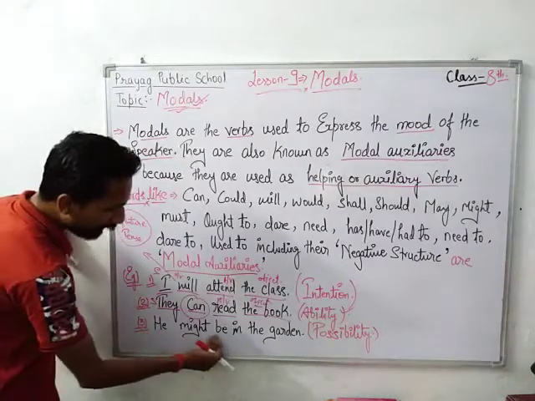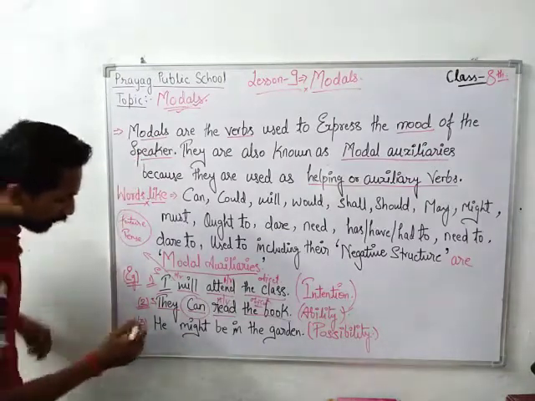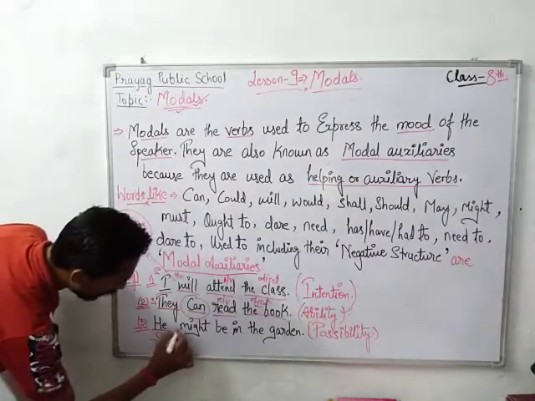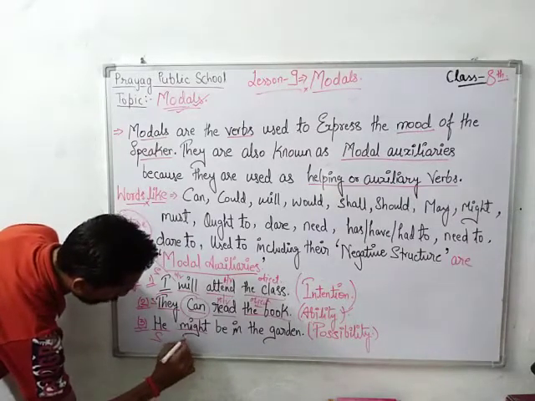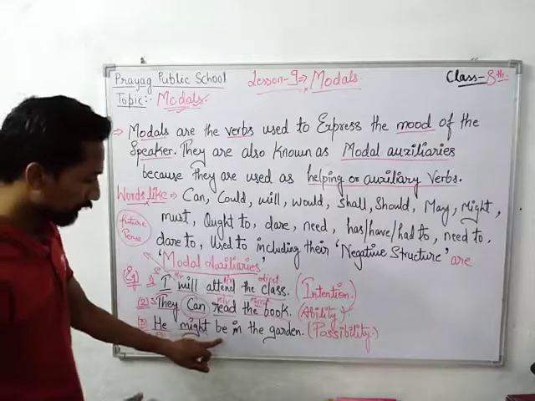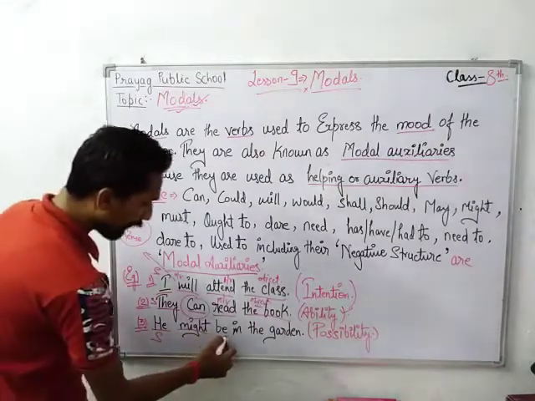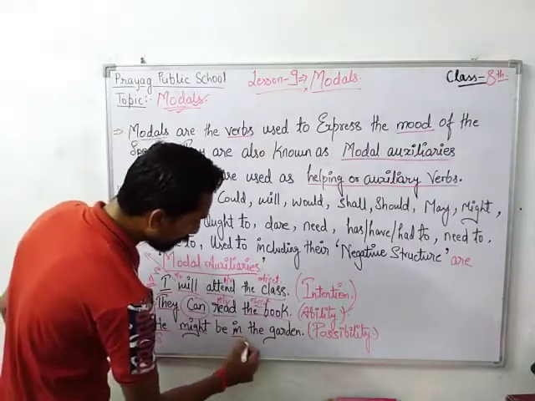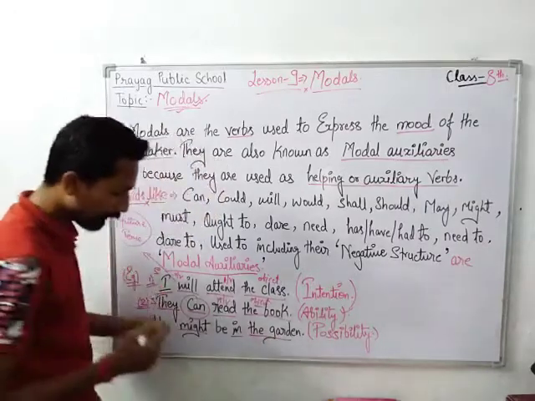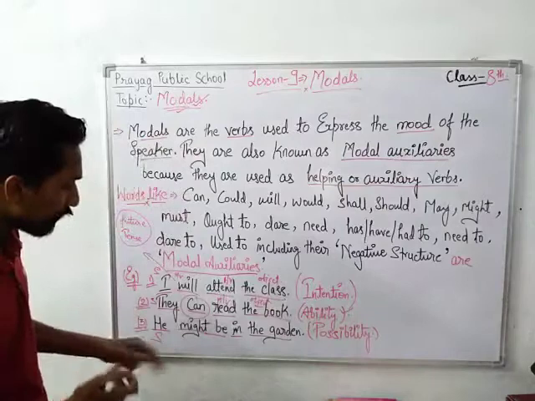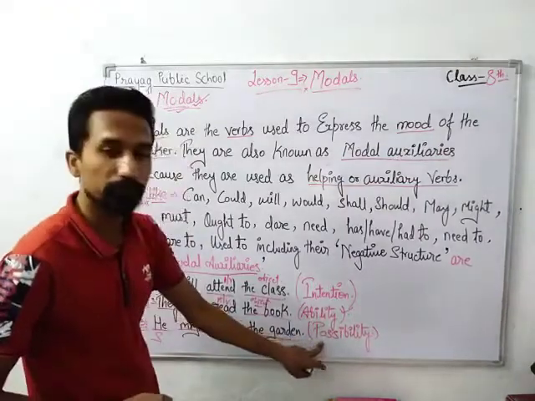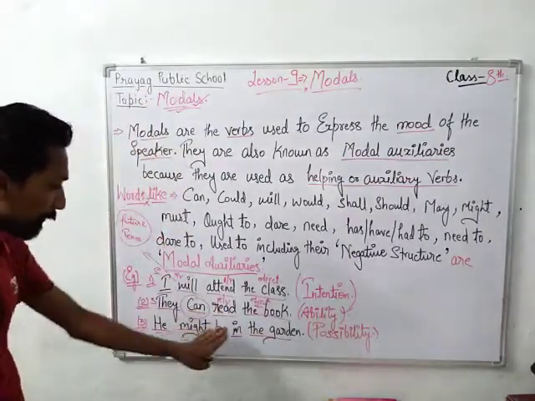He might be in the garden, right? So he is the subject, might is again a modal auxiliary, right? We will see how, right? Then "be in the garden", so in is a preposition, the object follows, right? So might be, it is showing the possibility. Why? Because he might be in the garden.